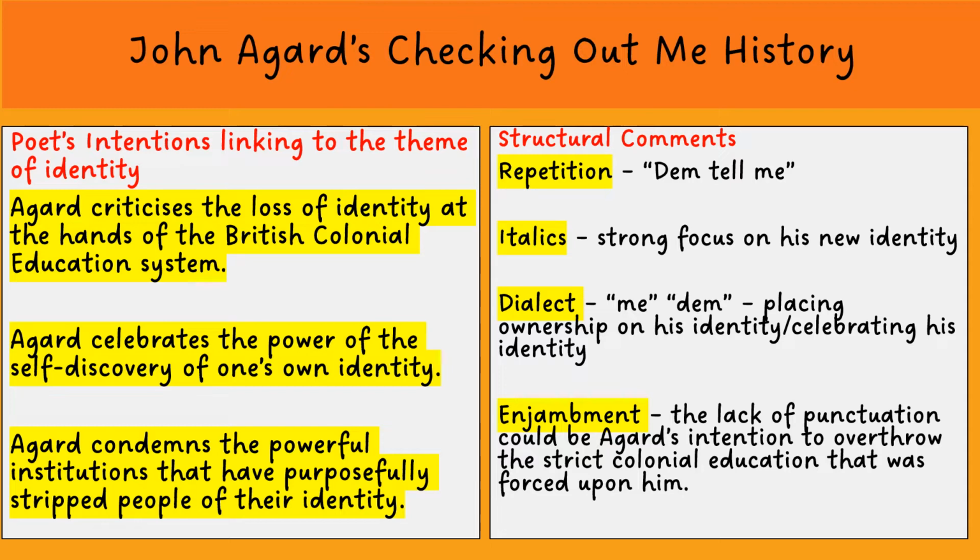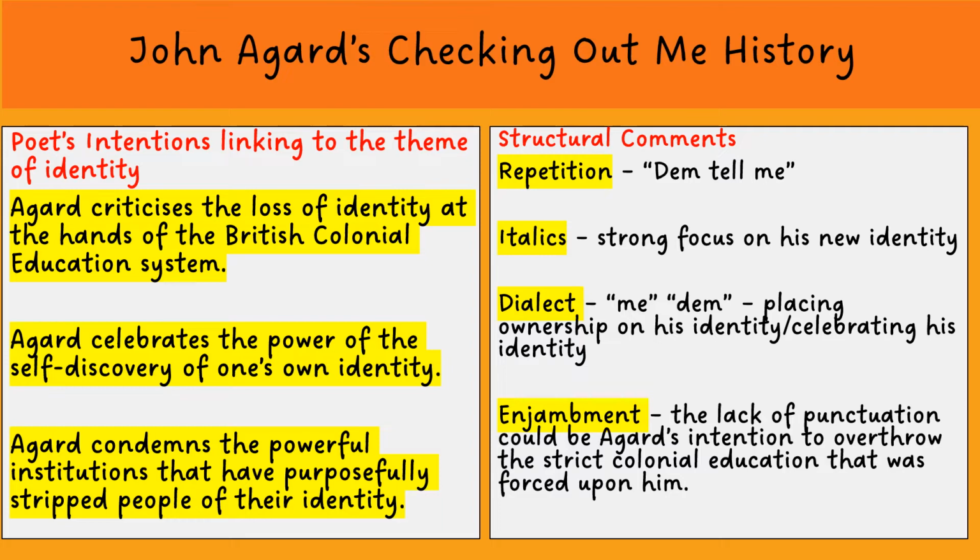So on the screen there you can see there are three intentions for John Agard. Agard uses the poem Checking Out My History to criticise the loss of identity at the hands of the British colonial education system. He also uses the poem to celebrate the power of self-discovery of one's own identity. And he also condemns these powerful institutions that have purposefully stripped people of their identity. They are three key messages delivered by Agard through his poem, okay? And you can definitely see that through the use of language that we will look at in a little bit.